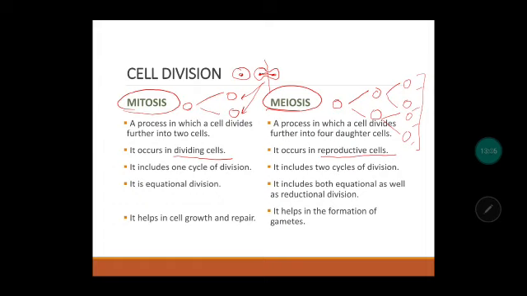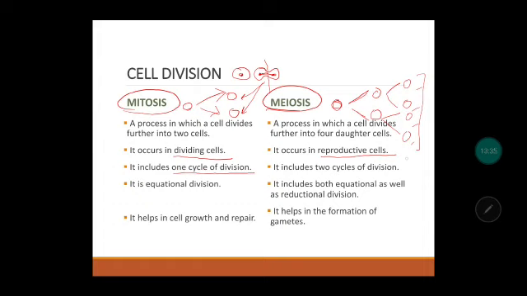Now mitosis includes only one cycle of division, like this, one cell giving rise to 2. This is one cycle of division, right? But meiosis includes 2 cycles of division. I told you that firstly one cell will form 2, and then in the second cycle this cell will further divide and this will further divide. So the end result is 4 cells.